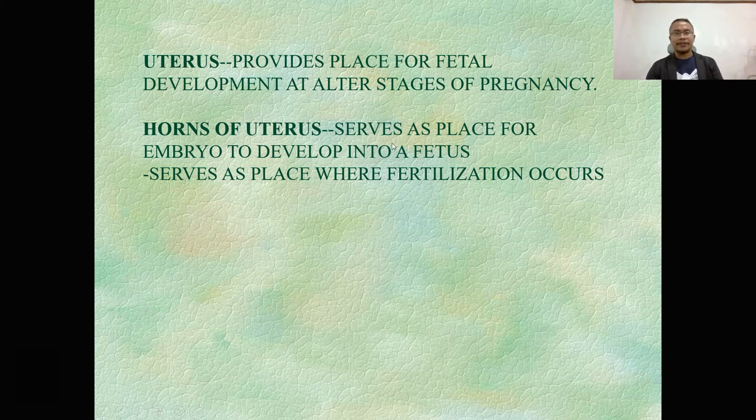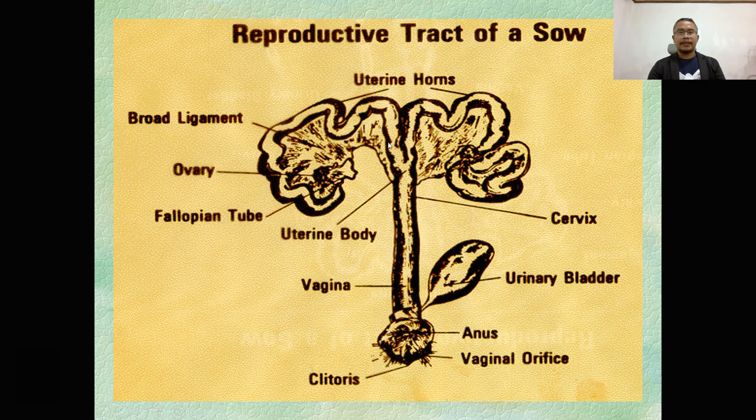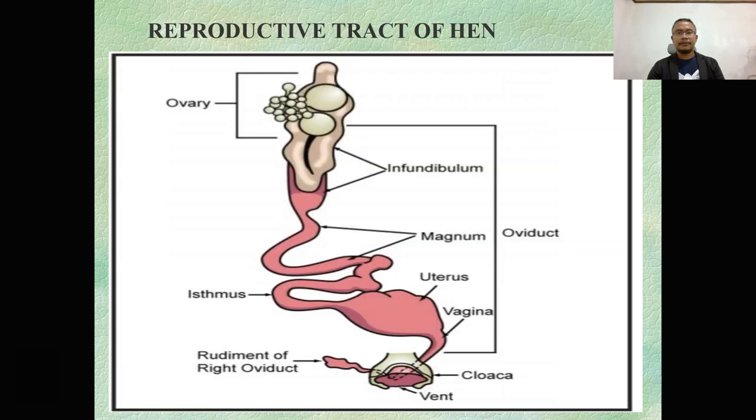Okay, horns of the uterus serve as the place for the embryo to develop into a fetus, and serve as the place where fertilization occurs. So, uterine horns are the site of fertilization. Fertilization through the conception process, the zygote will be placed inside the uterus. Okay.